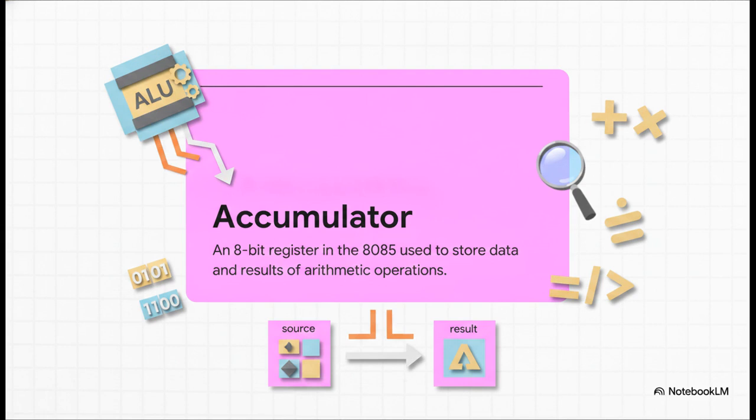This is the true workhorse, or rather the grand central station of the 8085 microprocessor. Whenever the arithmetic logic unit performs addition, subtraction, or logical comparisons, the accumulator is where one of the initial operands comes from. And, most importantly, it's almost always where the final answer is deposited.